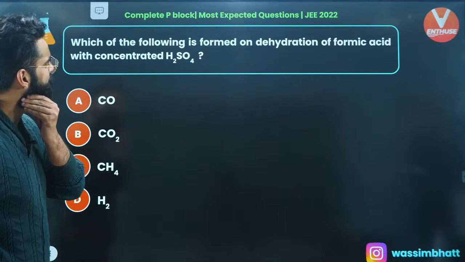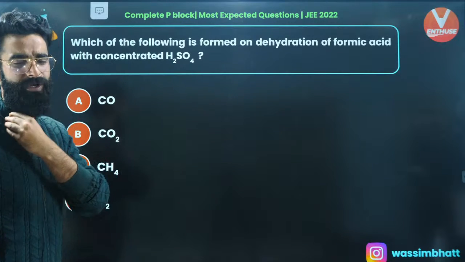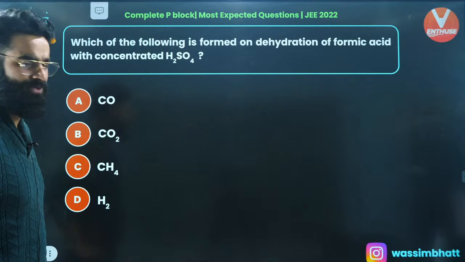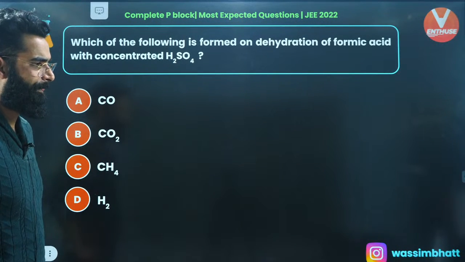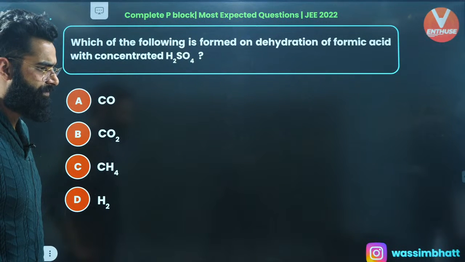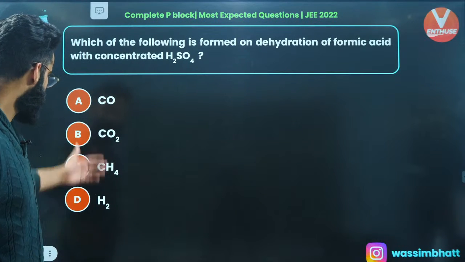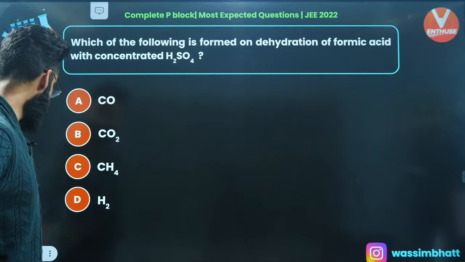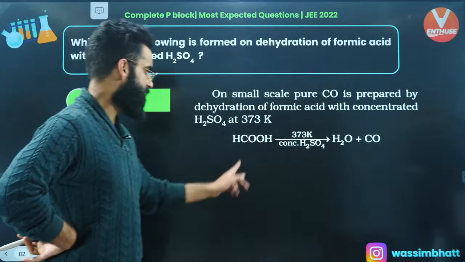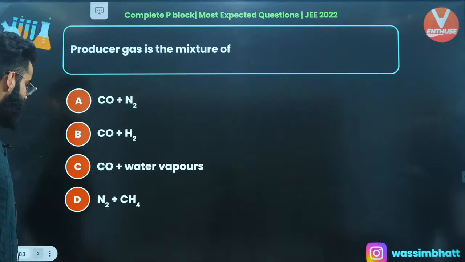Which of the following is formed on dehydration of formic acid? When you dehydrate formic acid, HCOOH, what all things do you get? You get water plus carbon monoxide. Simple. When you make it react with concentrated H2SO4, it's a very simple reaction. So carbon monoxide and water are produced. Over here only carbon monoxide is there. So option A is the one which is correct among all. Simple.